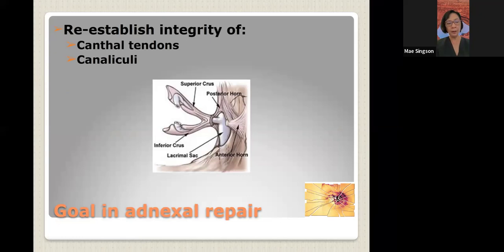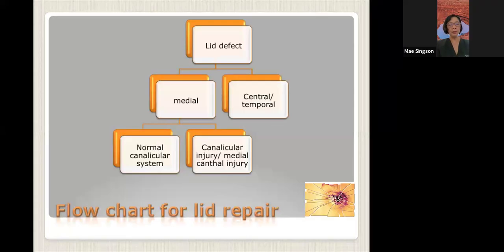and their movement together. Next. So there are two flow charts in lid repair. One is according to defect location and the other one is according to size. Let us talk about the flow chart for lid defect location first. When you have a lid defect, think if it is medial or temporal. When you have a medial defect, always check if your canalicular system is normal or if there is injury to the medial canthal tendon or canalicular system.